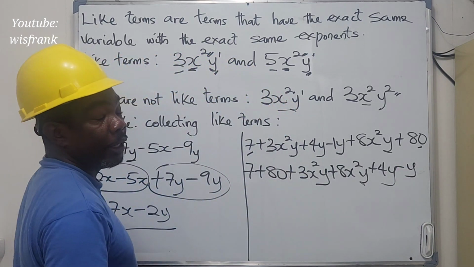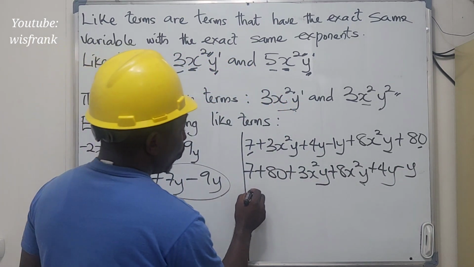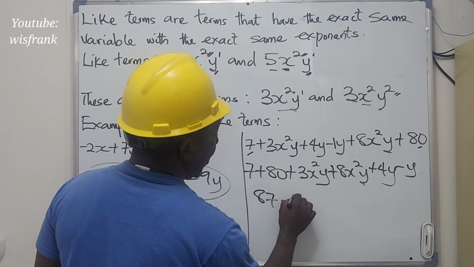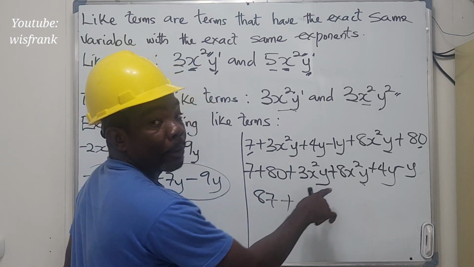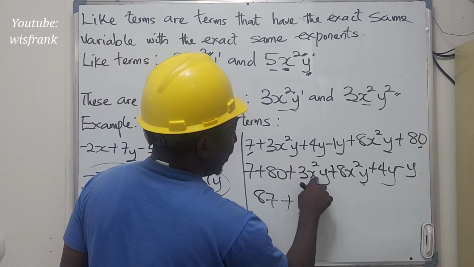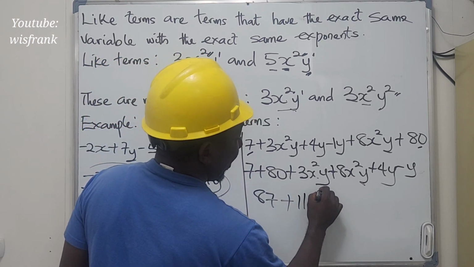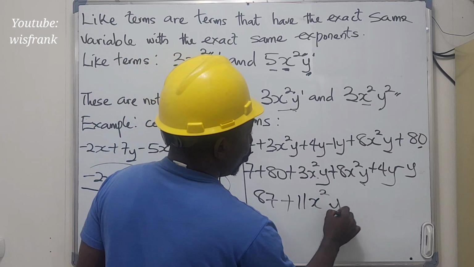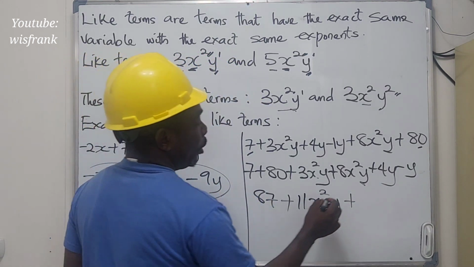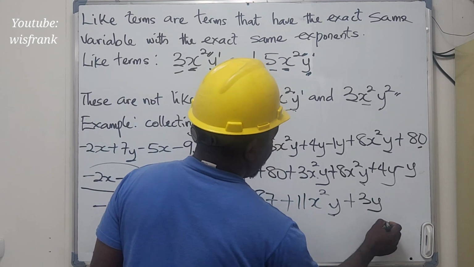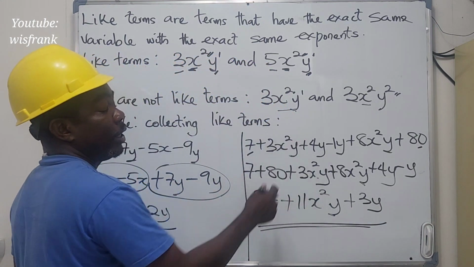So for us to evaluate this, 7 plus 8, we have 15. Then plus, when we add the like terms, 3 plus 8, we have 11. Because they are like terms, we take x to the power of 2y. Then 4y minus y will become 3y. So this is the answer to this expression.